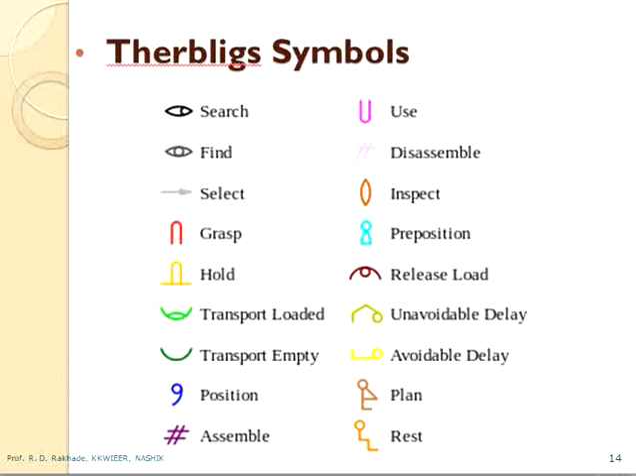Last is Therblig symbols. Therblig symbols are used for motion study of the operator. There are a total of 18 symbols used for motion study, starting from search and up to rest. Various symbols are given with their proper color code. So please remember these symbols with their functions. This is most useful for multiple choice question types. So that's it.